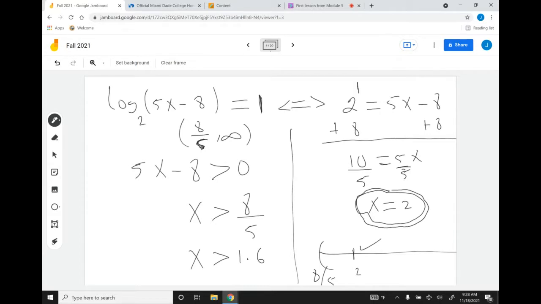And you can check too. You can plug this 2 into the original equation, and you will see that you will get 1. So let me do that so you can see how this is done. I'm going to replace the x with 2. So 5 times 2 is 10. 10 minus 8 is 2. So basically what I have is log of 2 base 2, which is equal to 1. So that works too. All right, let's move on to another example.